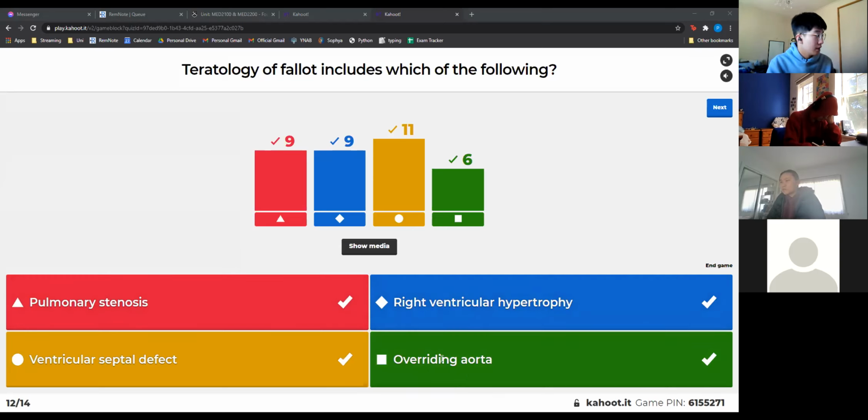Ventricular septal defect is essentially a hole between the right and the left ventricles, which means that when your right ventricle contracts, instead of that blood going into the pulmonary circulation, it'll just bypass it and go straight into the left ventricle and out into the systemic circulation, which is where you get a lot of mixing of oxygenated and deoxygenated blood.